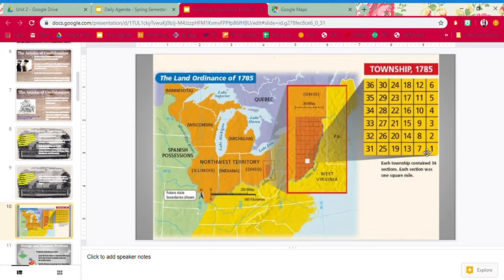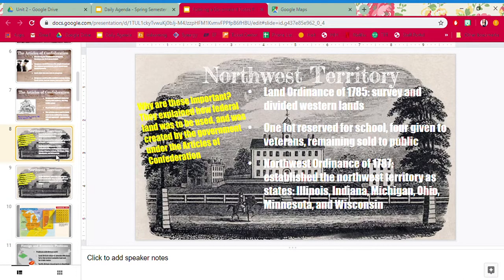Reward the people who helped fight for our country to start. That's an awesome thing to do for veterans, right? Give them some land. So four of these plots are for veterans, and then the rest of the land is open to the public and they can buy it. So that's the way that they decided to divide up the new land. And that was created under the Articles of Confederation.